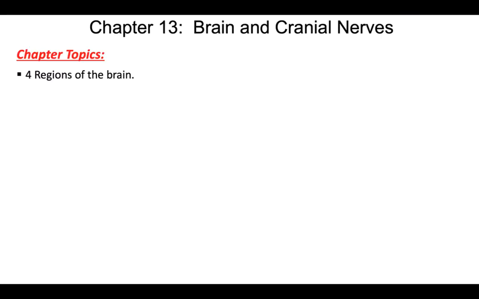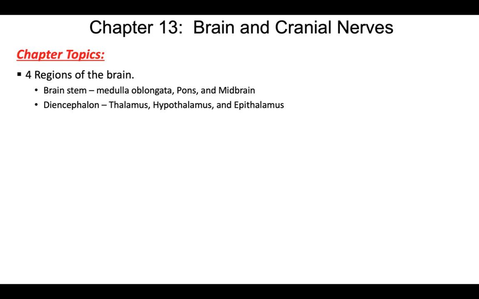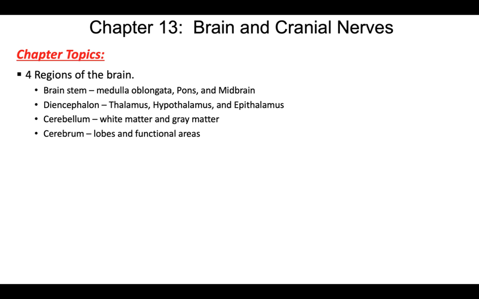So we're going to cover topics such as the four major regions of the brain, the brain stem, which includes the medulla oblongata, pons, and midbrain, the diencephalon, which includes the thalamus, hypothalamus, and epithalamus, the cerebellum, which will look at the white matter and the gray matter and the overall function of the cerebellum. And then we spend most of our time on the cerebrum. So this is the largest part of the brain. It's divided into 5 lobes, and we're going to look at the different functional areas of the cerebrum.